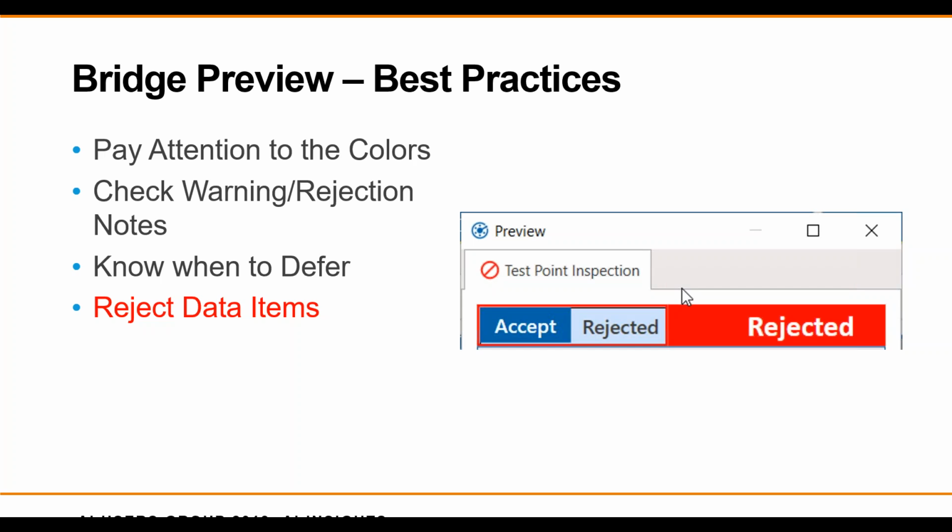If my rows and my test point information are good, I'm going to let those process. I may still have to fix some stuff on the test point inspection side, so I can reject that individual data item, and it's going to save me time by not having to process the other 2 files the next time I want to try and import my test point inspection bridge. And that's just by a little toggle at the top, accepted or rejected. So you just click that.